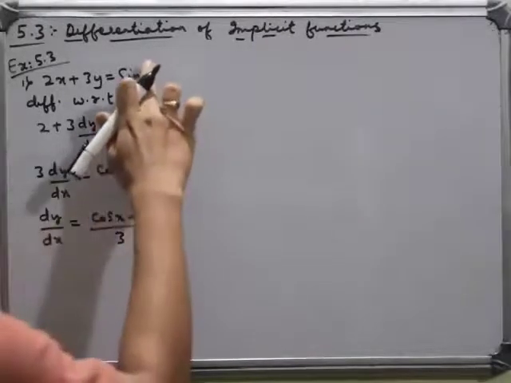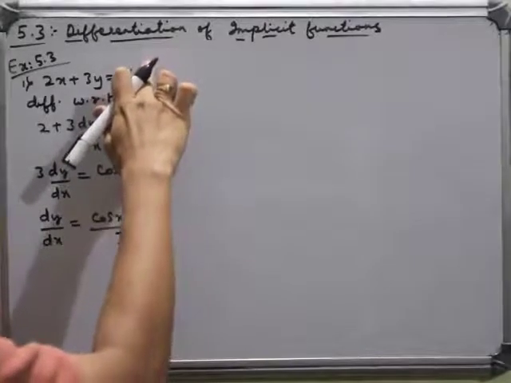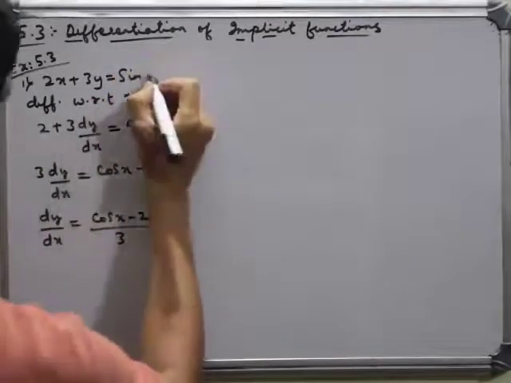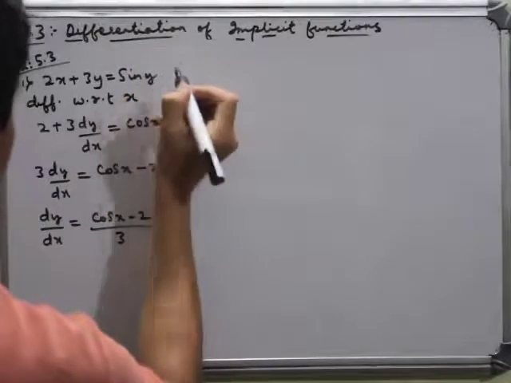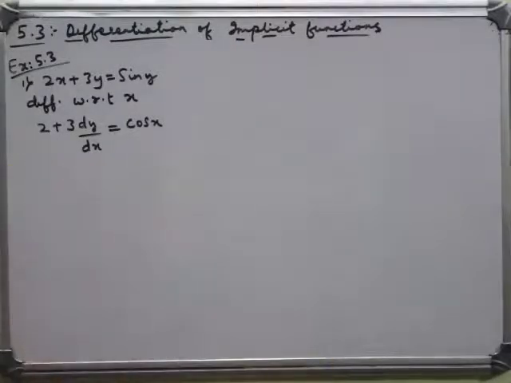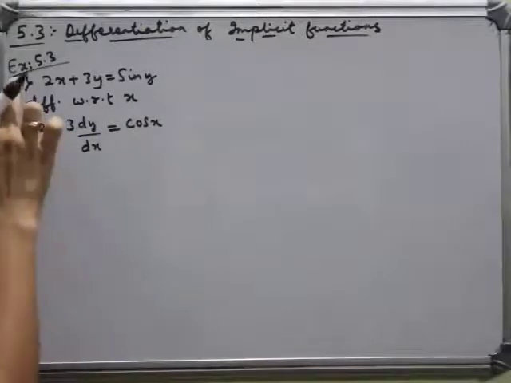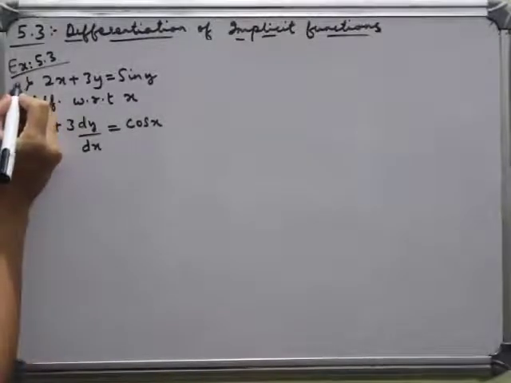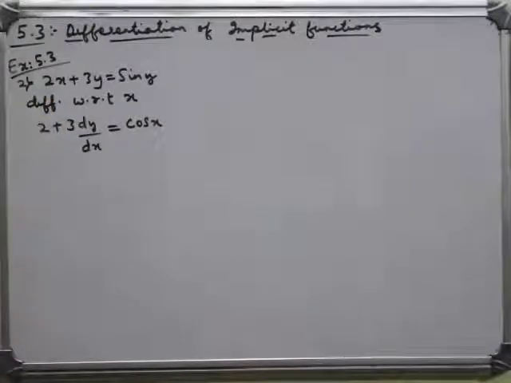Okay, second question. There is a slight change: instead of sin x it is sin y. What makes the second question different from the first question is the simplification part. As I said, we have to rearrange the terms. We have to separate dy by dx and the other terms, and then simplify to find dy by dx. So let us see.